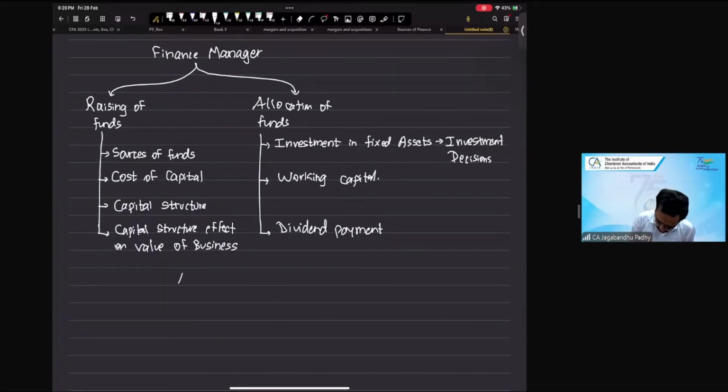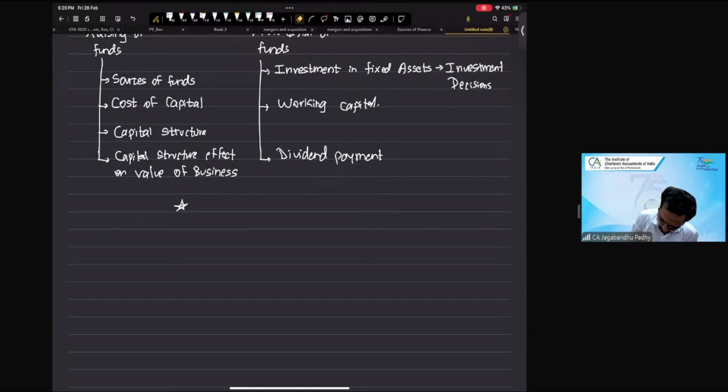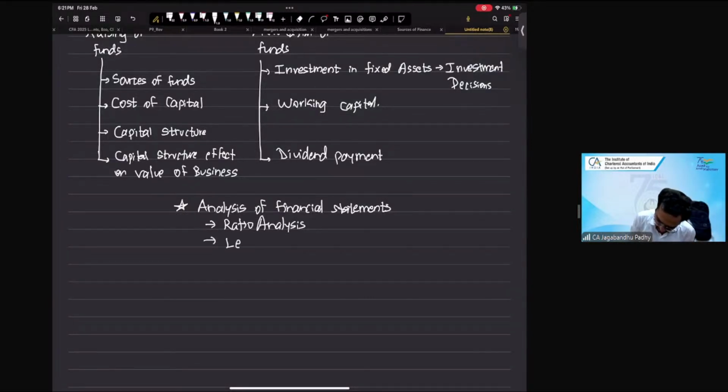Apart from this, as a finance manager, you are also supposed to undertake analysis of the financial statements. In analysis of financial statements, there are two topics that we are going to do. One is ratio analysis, and the other is leverages.